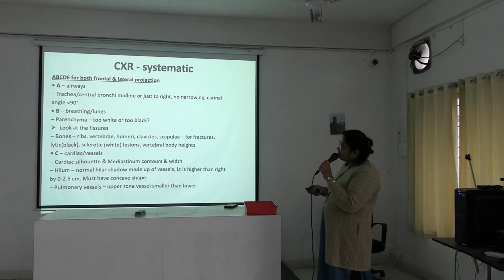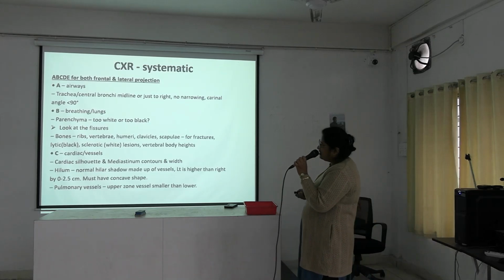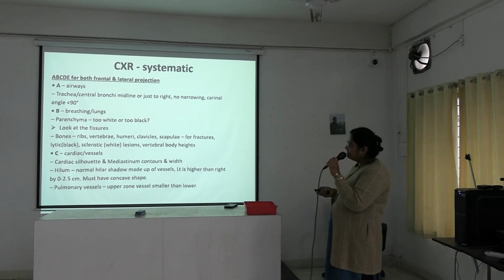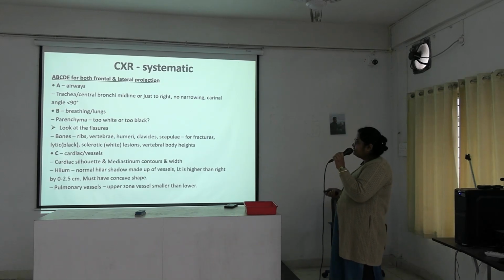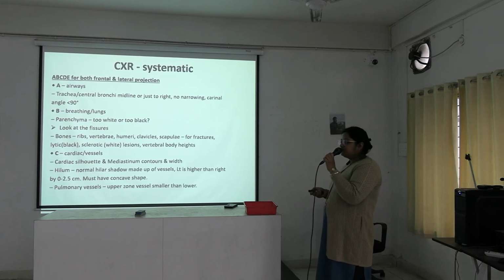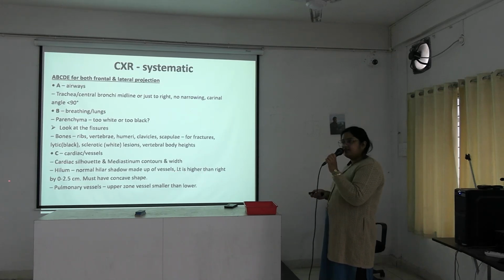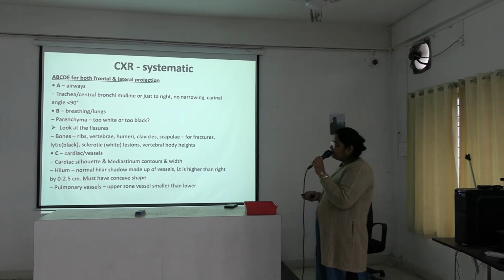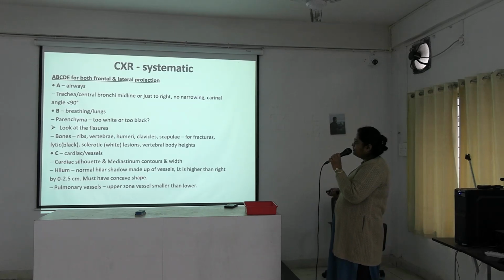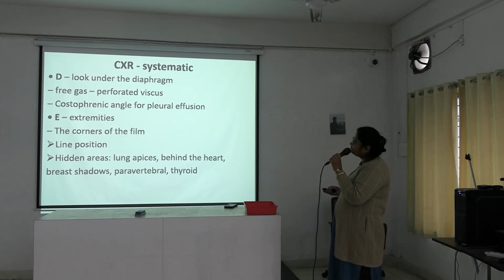Next is C, circulation. Circulation means the cardiac shadow and different great vessels you can see in this chest X-ray: the cardiac silhouette and mediastinal contours and width. You also note the hilum of the lung. The normal hilar shadow is made up of vessels. The left is higher than the right by about 2.0 to 2.5 centimeters and must have a concave shape.